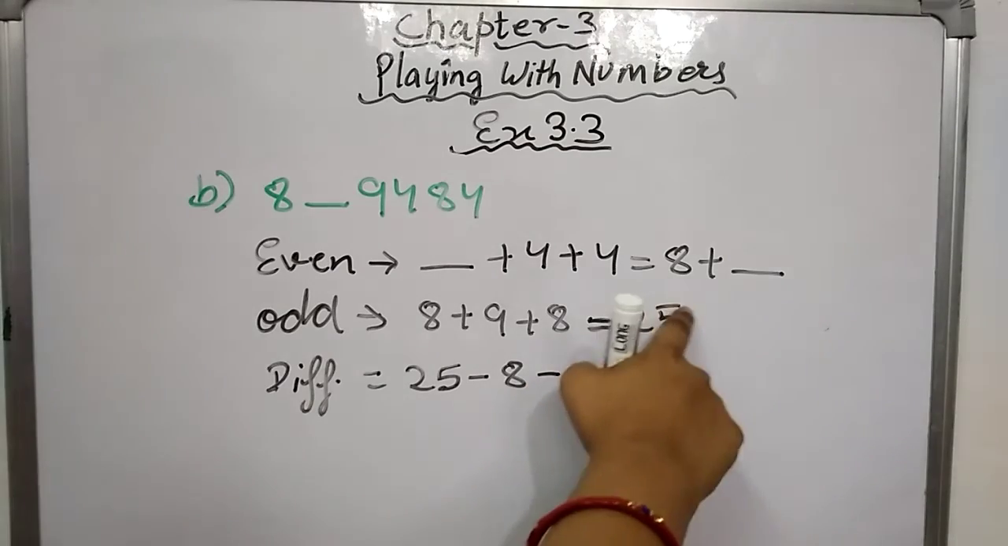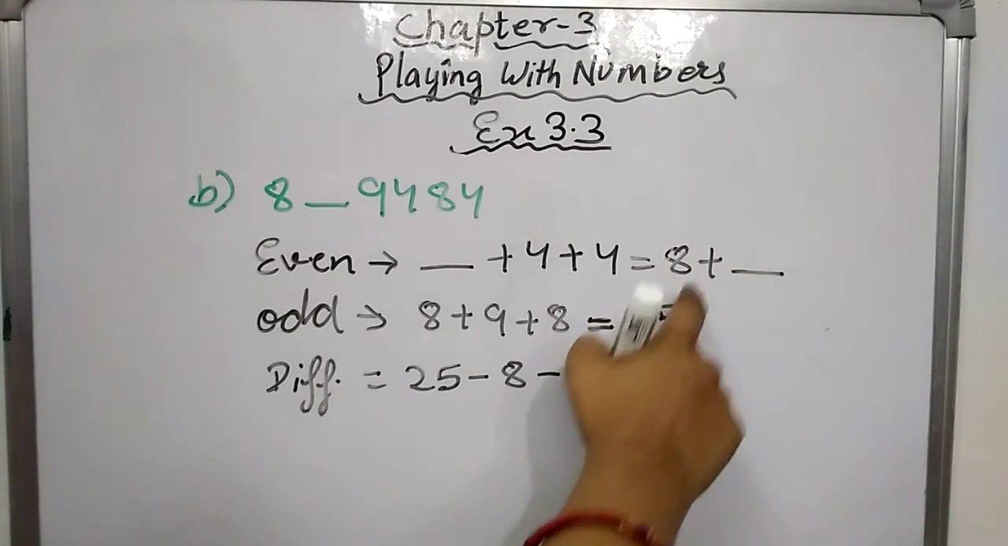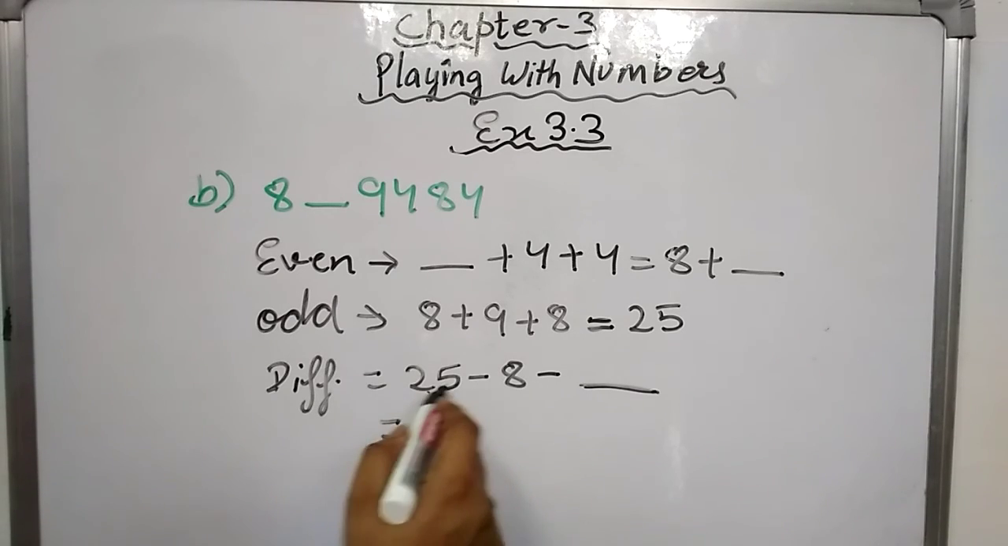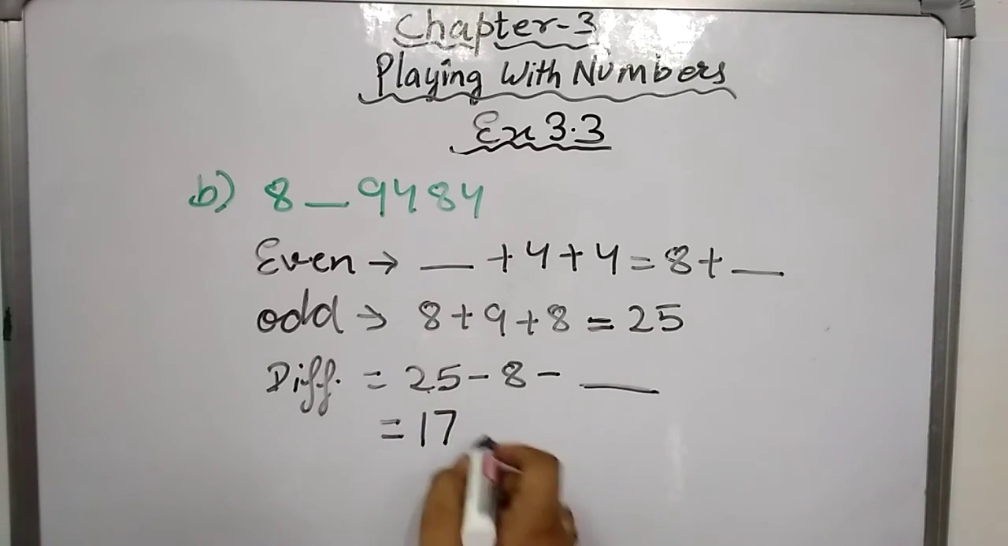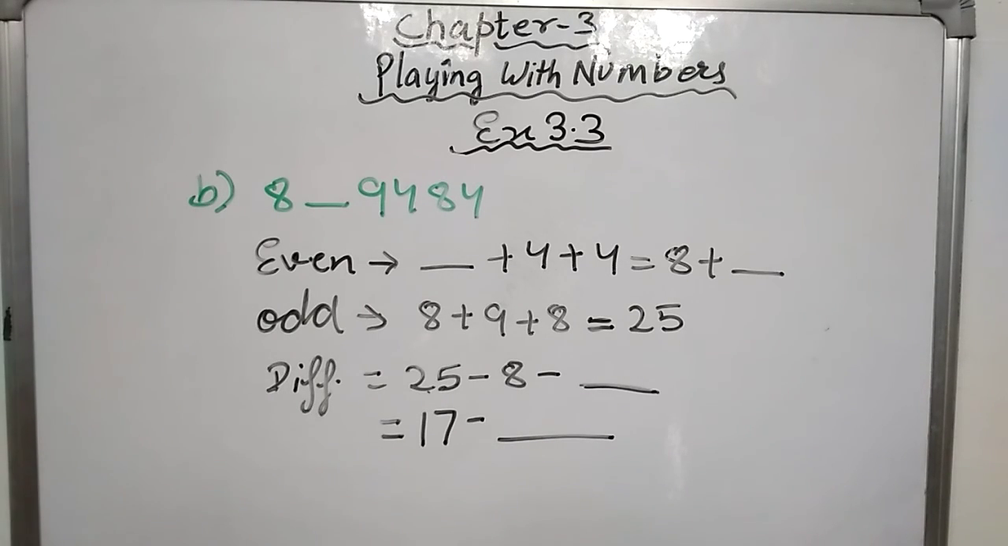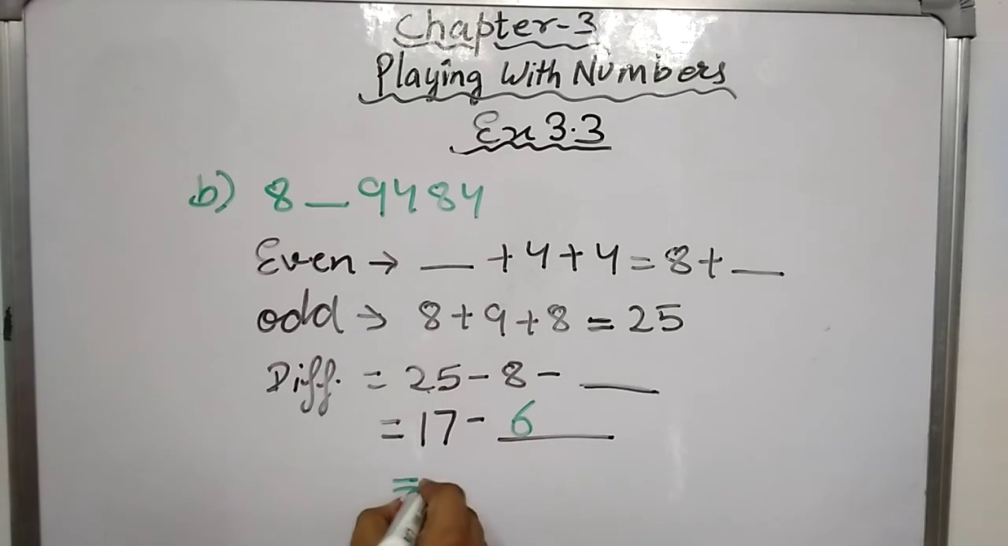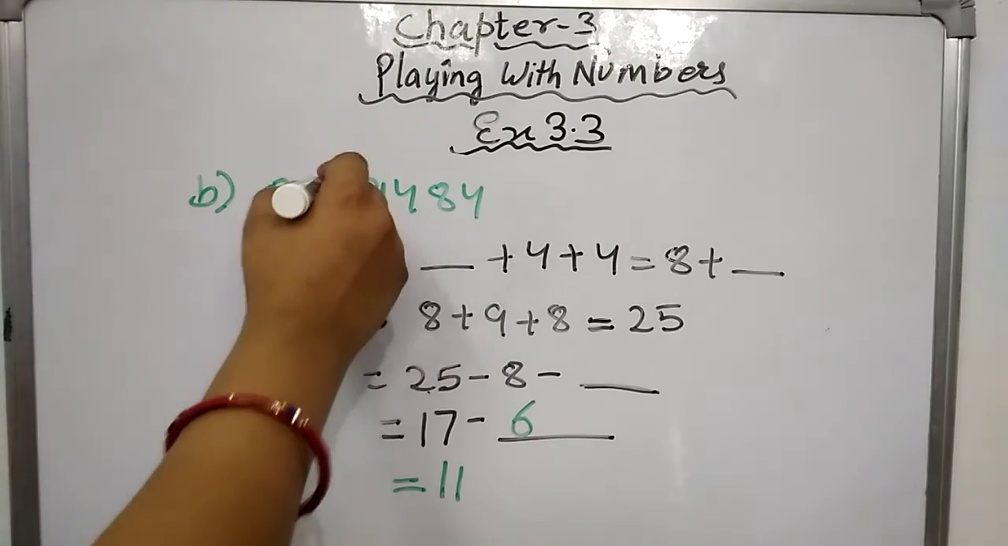Why is this minus coming here? Because we are subtracting the sum of even digits from the odd one. So after subtracting 25 and 8, we get 17 minus the required digit. So for making it 11, we need to subtract 6 from this, and we will get 11, and 11 is divisible by 11. So the required digit is 6.